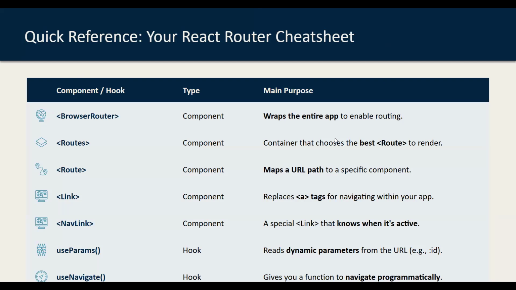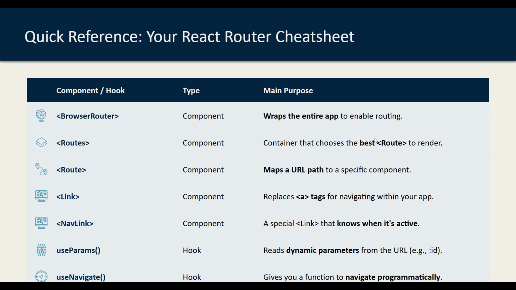And here's a quick reference sheet that gives a quick summary of all the main pieces of React Router that we have talked about today. Let's just walk through it briefly. So BrowserRouter wraps the app and helps us enable routing. And then Routes looks through the available routes and picks the best route to render.